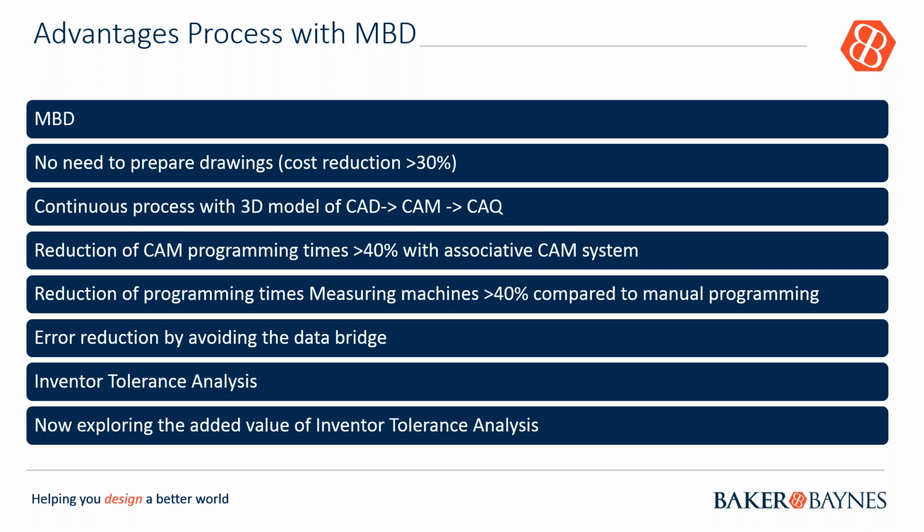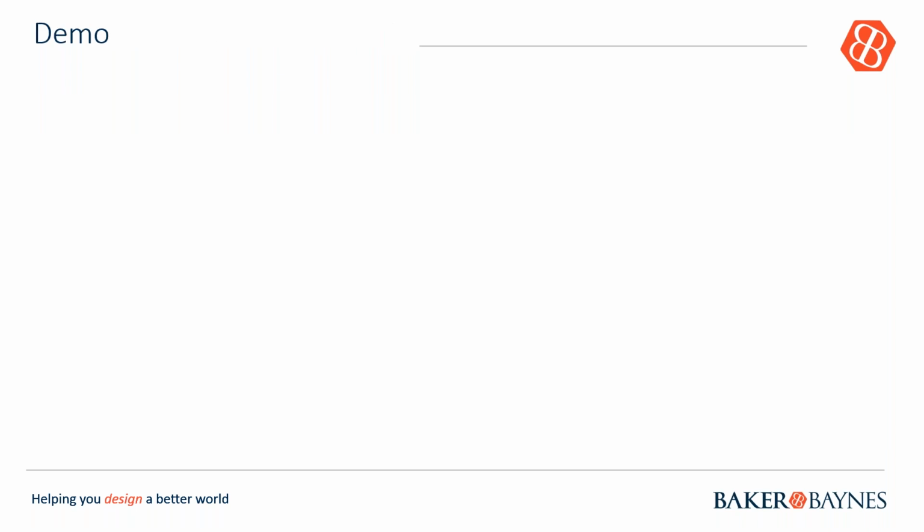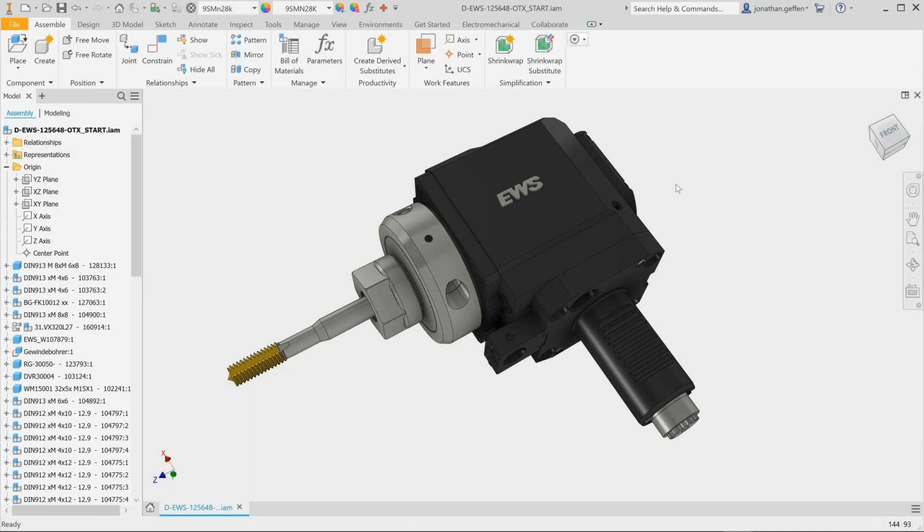There was also quite a bit of significant error reduction by avoiding the data bridge, and Inventor tolerance analysis was used to achieve this in conjunction with the model-based definitions. Now, let's have a look at what this looked like from a demo point of view.